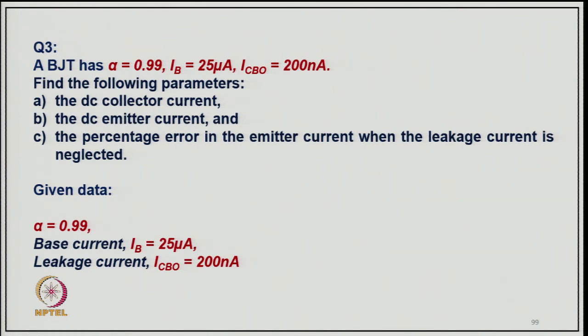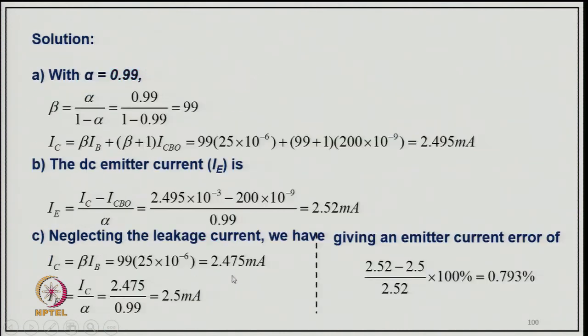Now, coming to the third example: a BJT has alpha equal to 0.99 and IB equal to 25 microampere, ICBO equal to 200 nanoampere. Find the following parameters: the DC collector current, the DC emitter current, and the percentage error in the emitter current when the leakage current is negligible. Given the data here: alpha equal to 0.99, base current IB equal to 25 microampere, and leakage current ICBO equal to 200 nanoampere. Putting in the values, with alpha equal to 0.99, beta is alpha upon 1 minus alpha, so it comes to 99, and collector current IC equals beta IB plus (beta plus 1) ICBO. Putting in the values we get collector current 2.495 milliampere, and the DC emitter current is (IC minus ICBO) upon alpha, which gives 2.52 milliampere. Neglecting the leakage current, IC equal to beta IB, and putting in the values it goes to 2.475 milliampere, and IE equal to IC upon alpha, so it is 2.475 upon 0.99, that is 2.5 milliampere, and of course you can find the current gain from this.